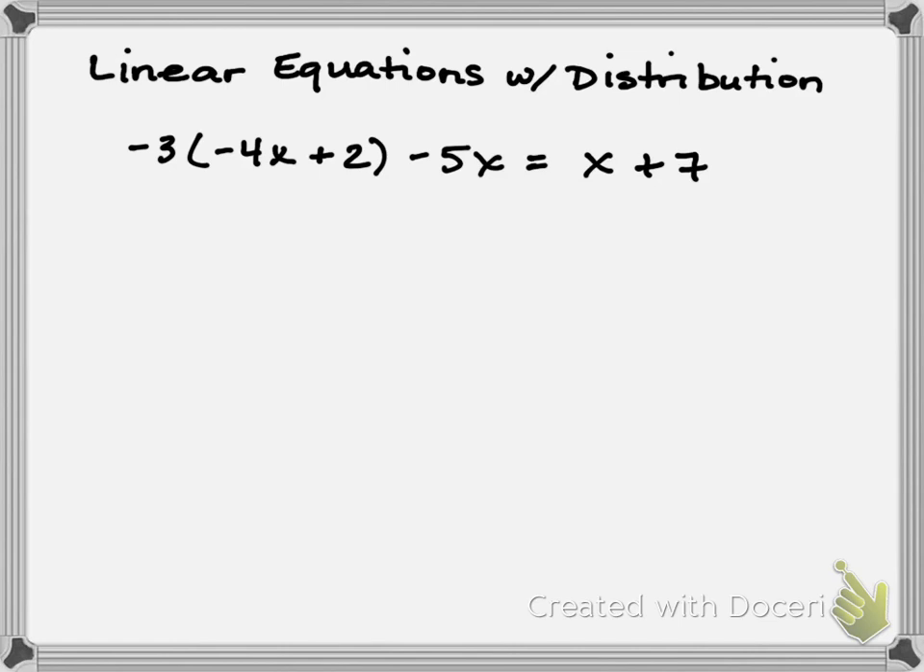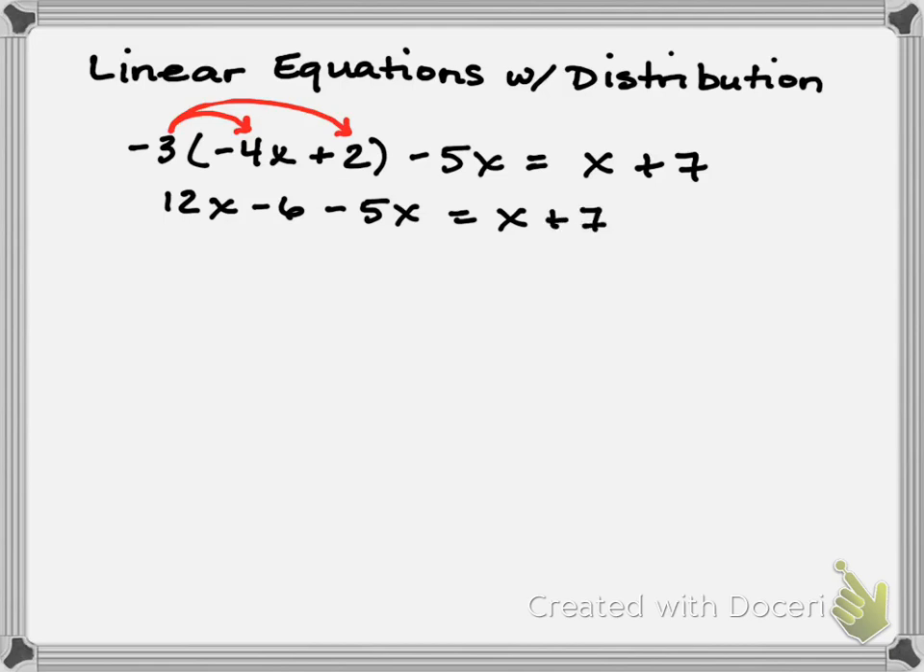So the first thing you guys are going to want to do is distribute in order to get rid of our parentheses, okay? And then eventually combine like terms and start moving your terms around. So -3 times -4x will give us a 12x. -3 times a positive 2 would give us a -6. Then I bring down the minus 5x equals x plus 7.